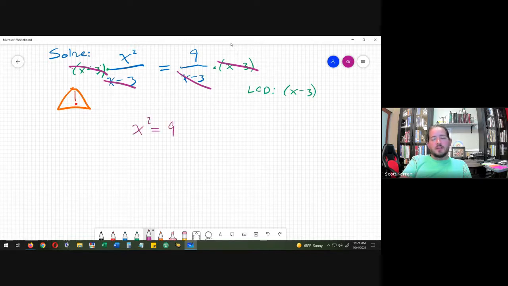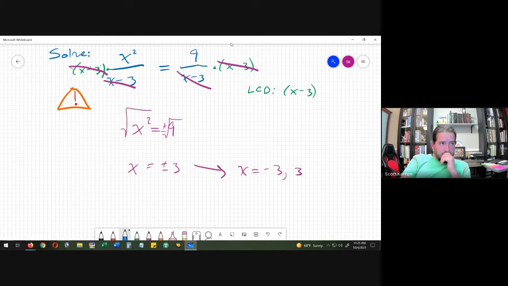You can solve this in a number of ways. You can square root both sides. The square root of x squared just gives you x. Over here, though, we have the positive or negative root of 9, so that is plus or minus 3. So it looks like we have two solutions: x is negative 3 and x is positive 3. Let's take a minute and throw these back into the original equation to see if they actually work.